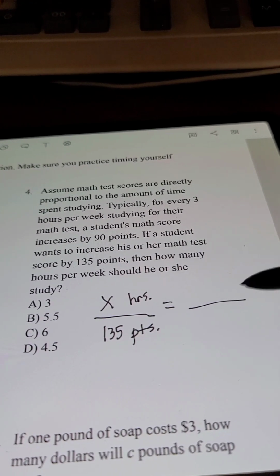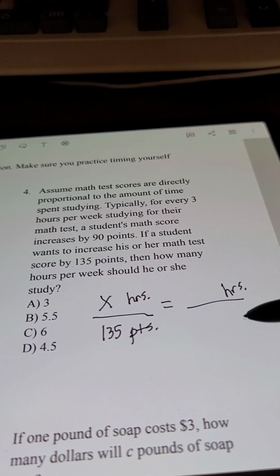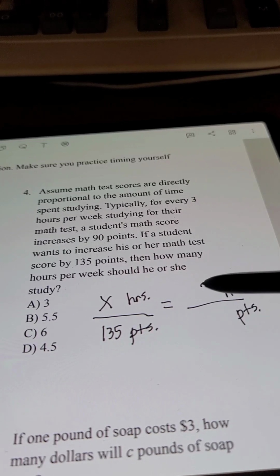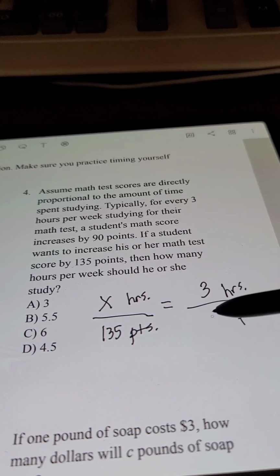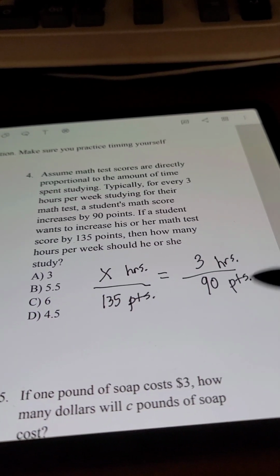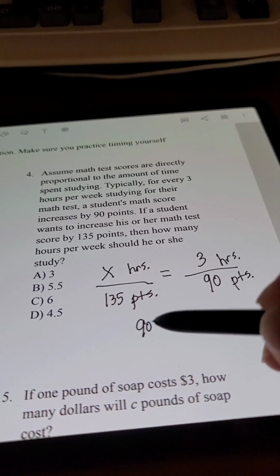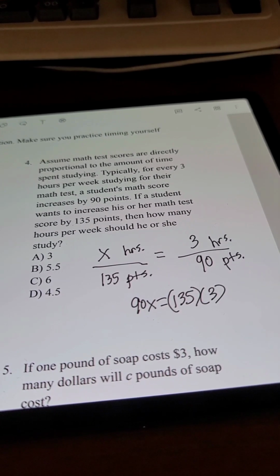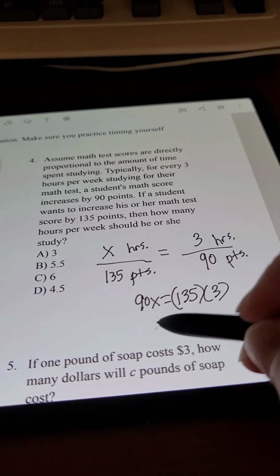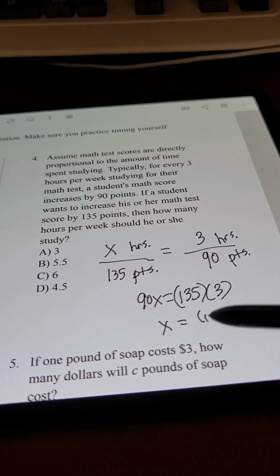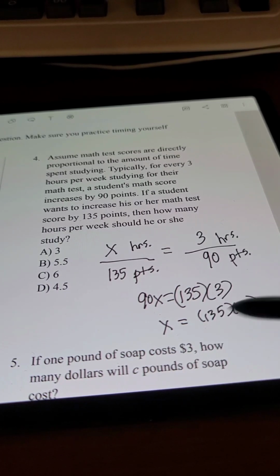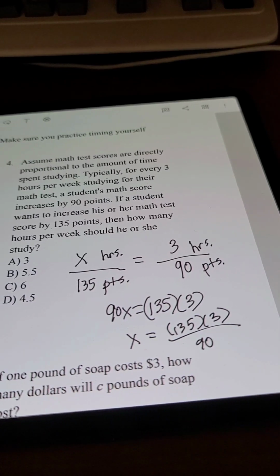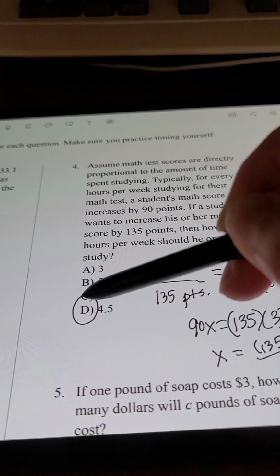And then on the other side, I'm going to just make sure that I have hours on top and points that they're increasing on bottom. So it's going to be 3 hours is related to a 90-point increase. So now I'm going to cross multiply, and that's going to give me 90x is equal to 135 times 3. So then all I have to do is, in my calculator, put 135 times 3 divided by 90 to figure out my answer. And when I do that, I get 4.5 as my answer, D.